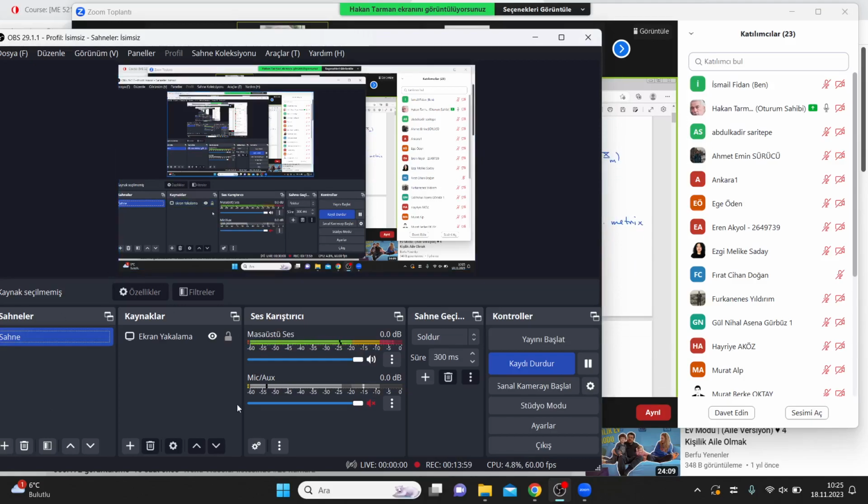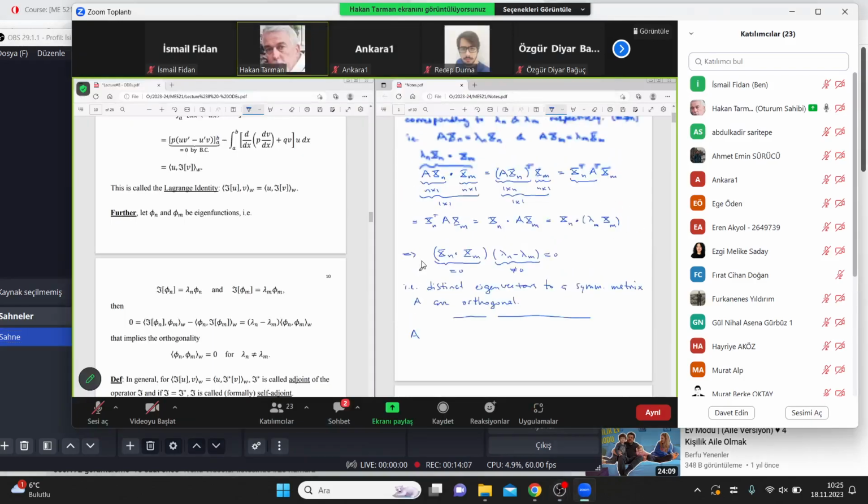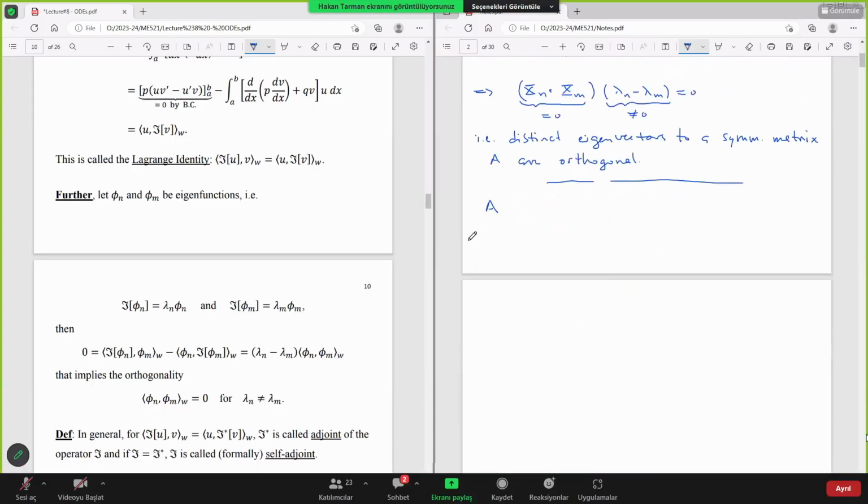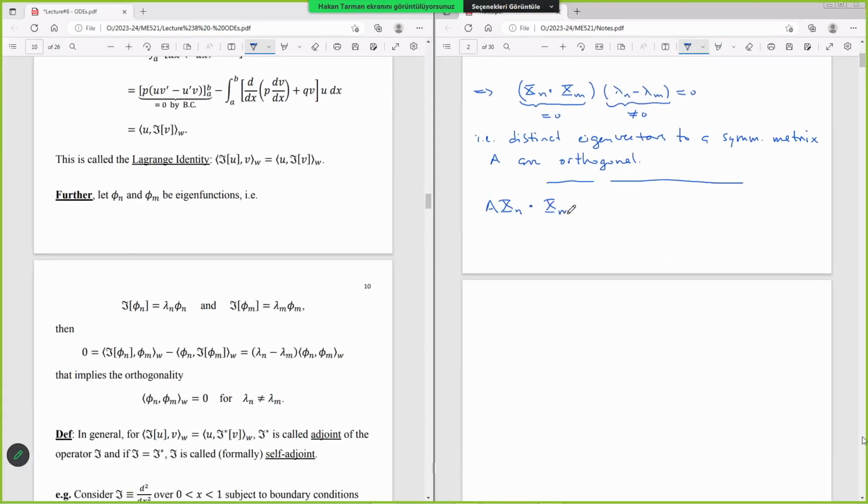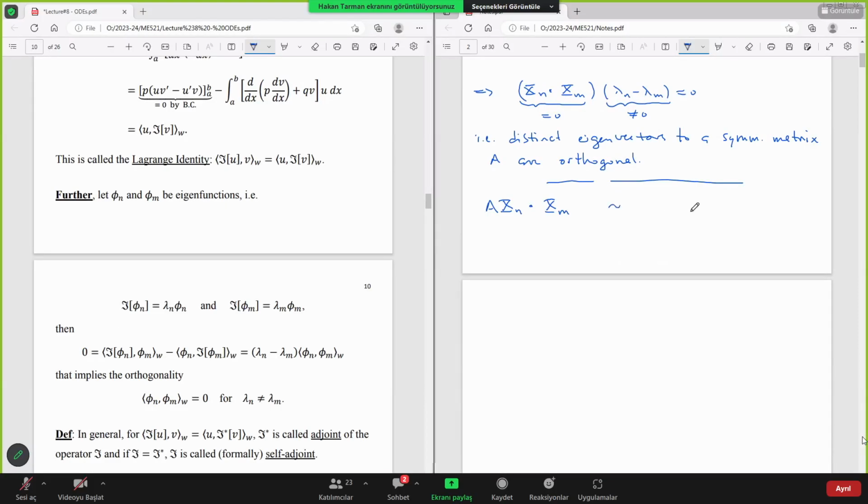Okay, so now I'm going to use the same analogy here. Now, what's the inner product? You see, if you look above, to start with, I use A xn dot xm, right? What's the analogy of this? It is the operator operating on phi n and weighted inner product with phi m.